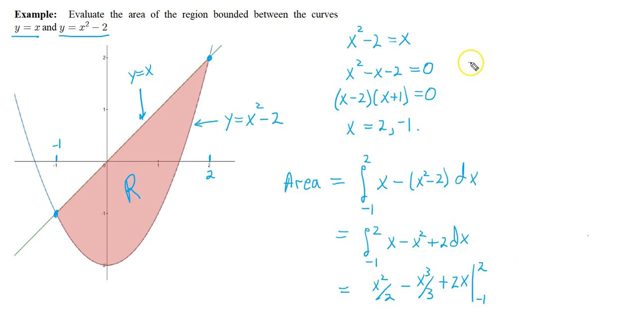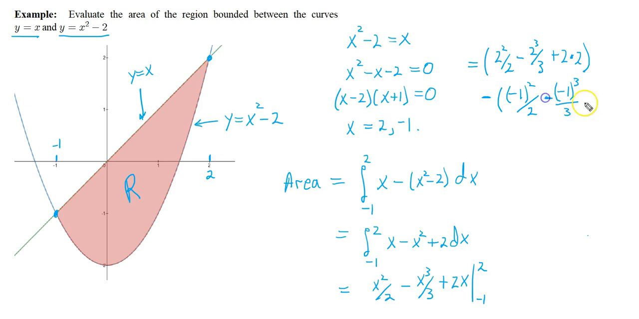So that's going to equal... And then this quantity just evaluates out to 9/2. And so that's the area of the region over here, 4.5. Let's take a look at another example now.